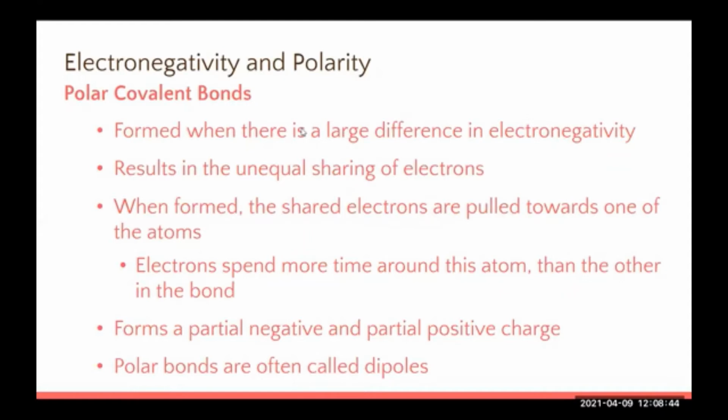These form those partial negative and partial positive charges, and they're called dipoles, simply because di meaning two poles, so it's two poles, a positive and a negative. And if you think about the Earth, it's also called dipolar because we have a positive south pole and a negative north pole, and I might have gotten those two mixed up, but we have two charged poles that are positive and negative.